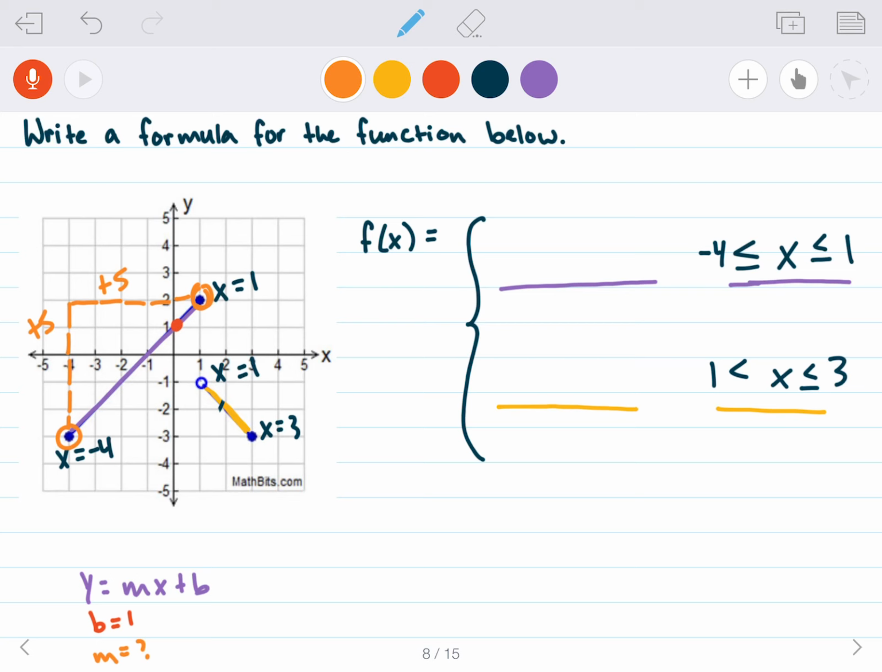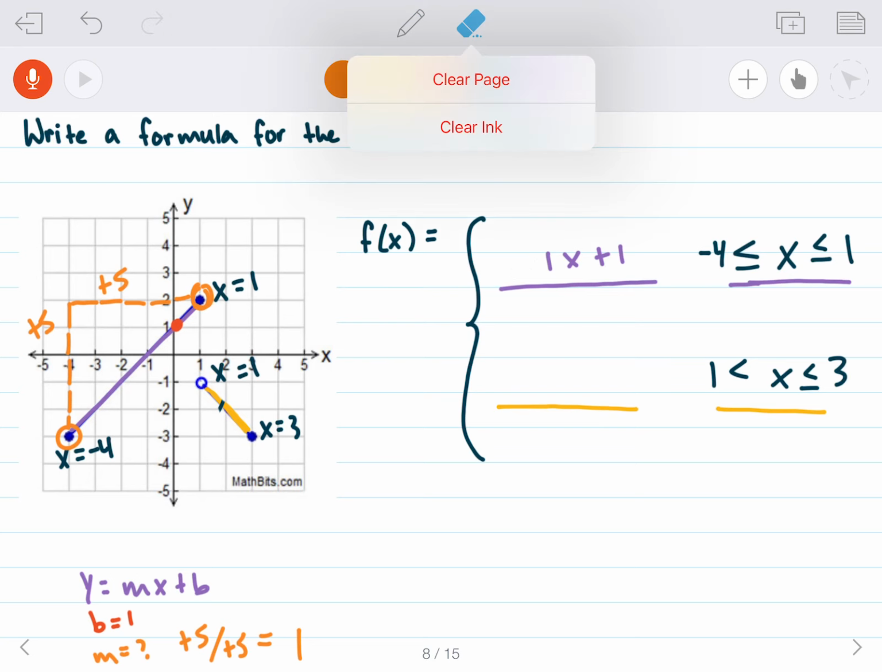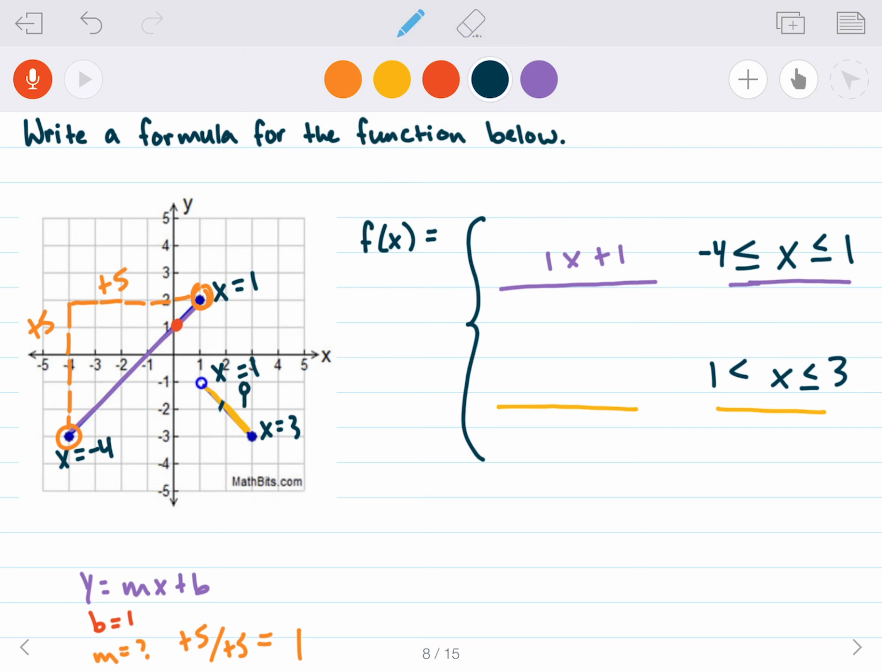So rise over run, we have positive 5 over positive 5, which is going to give me a slope of positive 1. So my formula here is just y equals 1x plus 1. Y equals mx plus b. But I don't need to write the y because I already accounted for that with this in the front. So I can just write 1x plus 1. Alright. Now let's go ahead and do the other line. Now this one has a negative slope, because if I put a person on it, he's walking downwards instead of upwards, like this one.